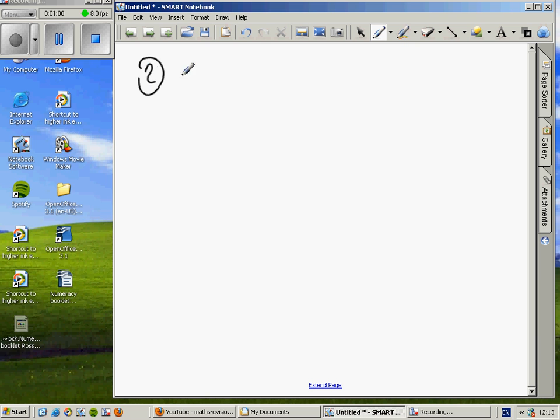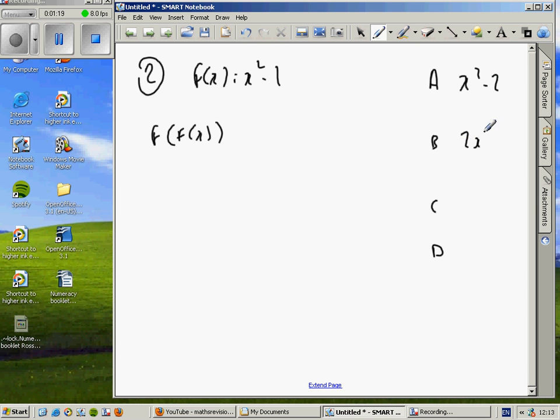Question 2. A function is defined on the set of real numbers by f of x equals x squared minus 1. Find an expression for f of f of x. And the options available are given: a, b, c, d, x squared minus 2, 2x squared minus 2, x to the power 4 plus 1, and x to the power 4 minus 2x squared.